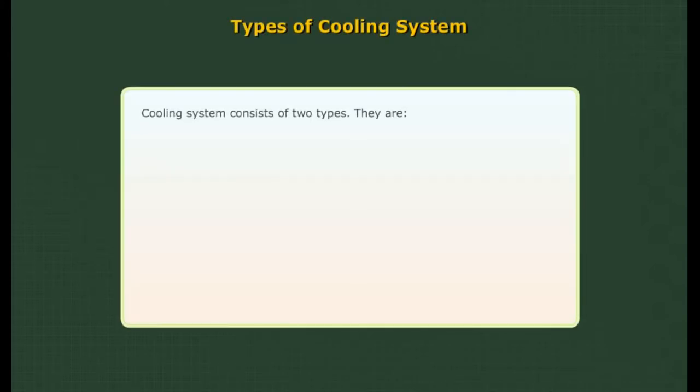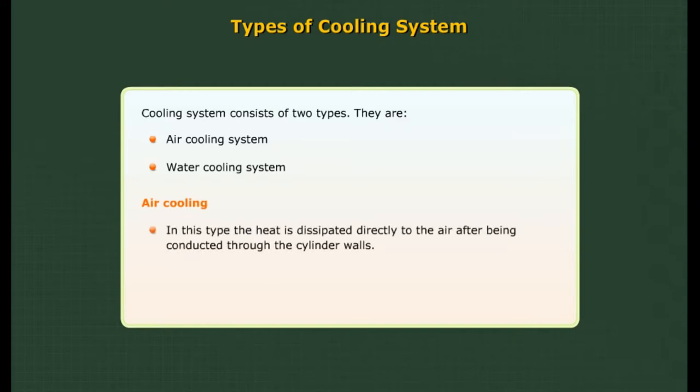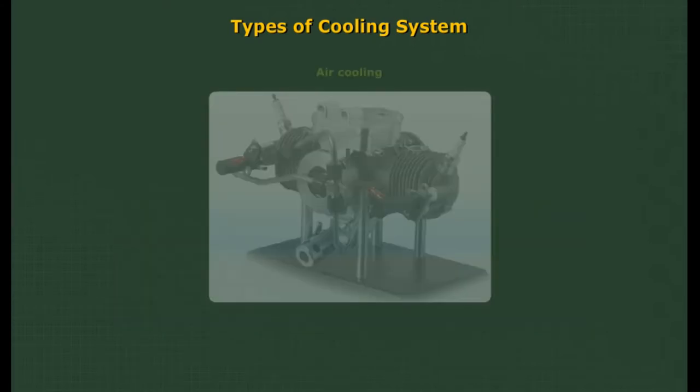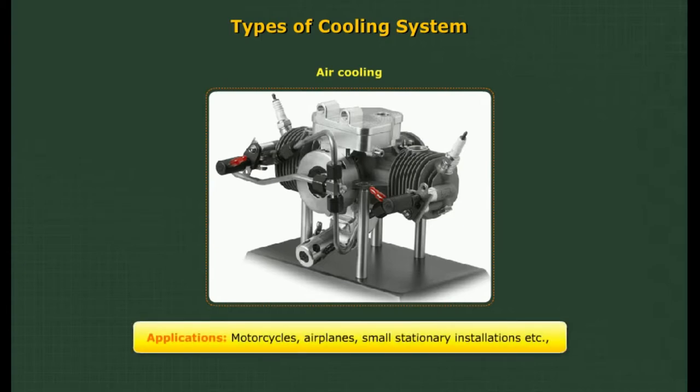Types of cooling system. The cooling system consists of two types. They are air cooling system and water cooling system. Air cooling. In this type, the heat is dissipated directly to the air after being conducted through the cylinder walls. Fins and flanges on the outer surfaces of the cylinders and the heads serve to increase the area exposed to the cooling air and so raise the rate of cooling. Applications: motorcycles, airplanes, small stationary installations, etc.